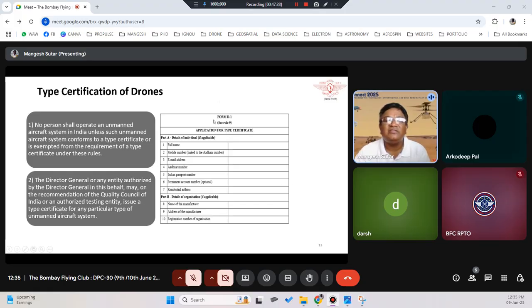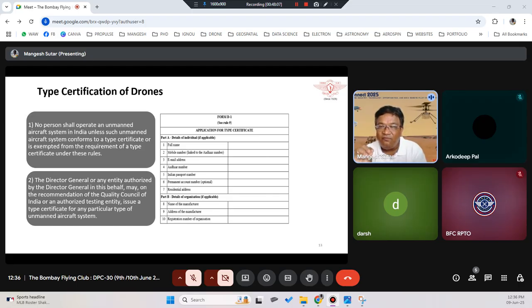Now after you fill this form and submit, the Director General or entity authorized by the Director General in this behalf may, on the recommendation of the Quality Council of India or an authorized testing entity, issue a type certificate for any particular type of unmanned aircraft system. So once you fill this form, the DGCA, under the guidelines of the Quality Council of India, will assign you the authorized testing entity. There will be a testing body which will liaise with you. They will have their own charges for this activity.